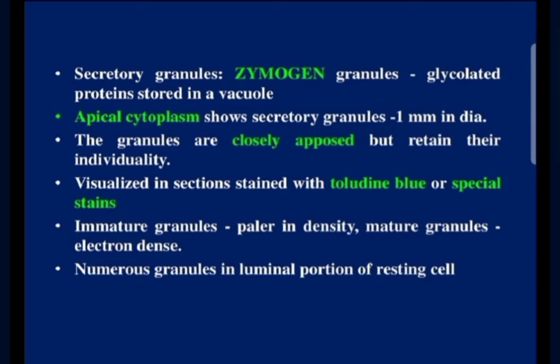These zymogen granules are the glycosylated proteins stored in a vacuole. Apical cytoplasm shows secretory granules 1 millimeter in diameter. The granules are closely opposed but retain their individuality.